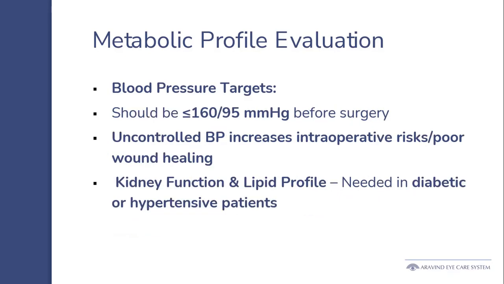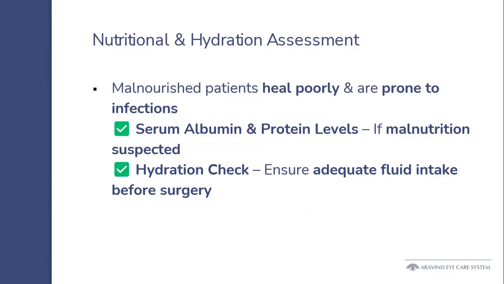Then the blood pressure. Hypertension is a thing for doing the surgery; it should be less than anything between 160 and 95. Ideally 140/80, but ideal things are very difficult. So at least 160/95 is the cutoff. If the patients have metabolic disorders like diabetes or hypertension, you have to take control of the lipid profile and all. Nutrition and hydration assessment should be done properly.